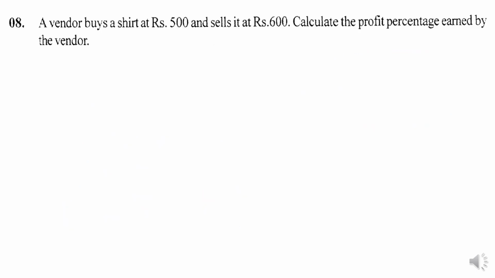Here a vendor buys a shirt at 500 rupees and sells at 600 rupees. Calculate the profit percentage earned by the vendor. First we will calculate the profit. Profit is equal to 600 minus 500, which is 100 rupees, right?